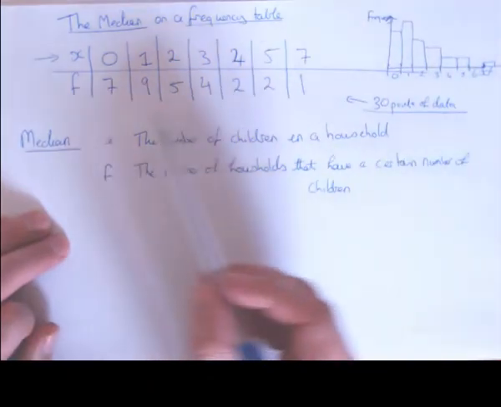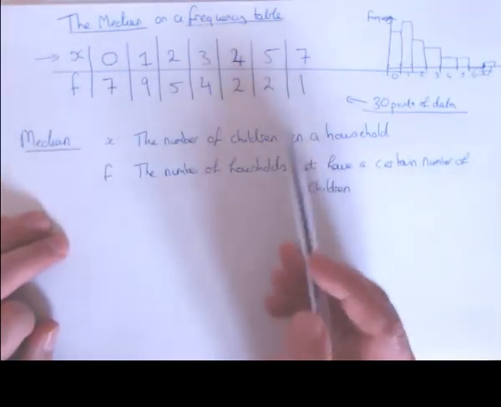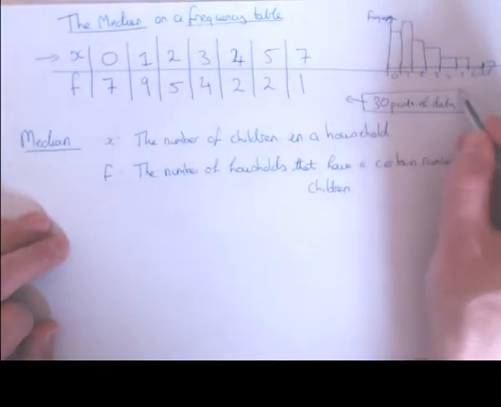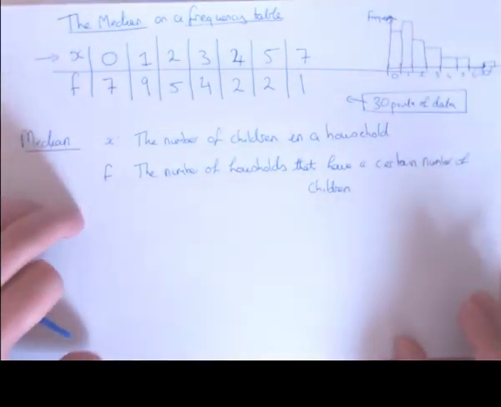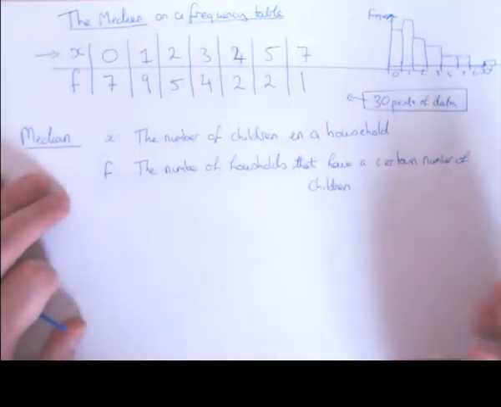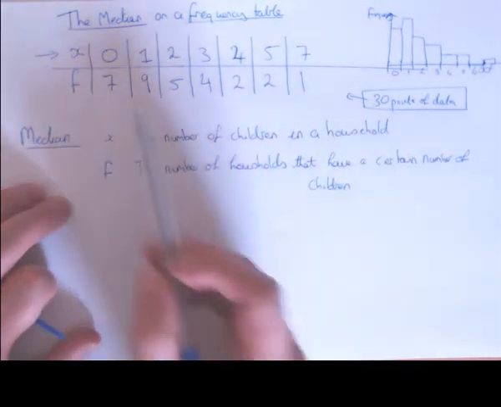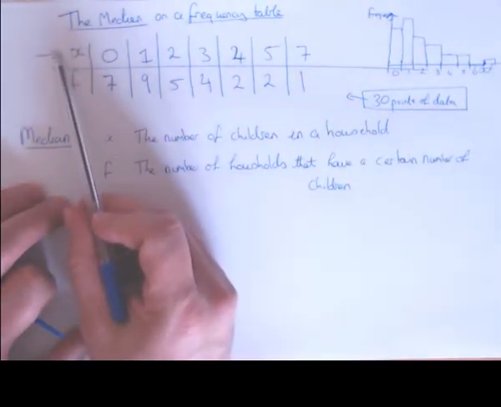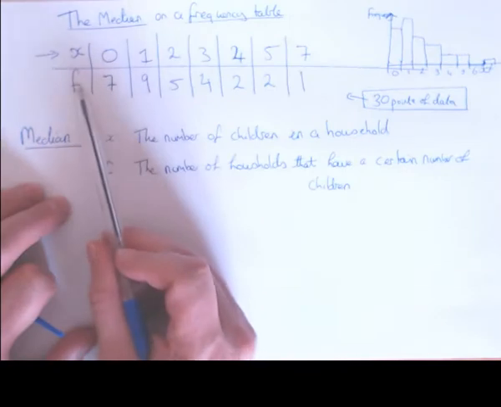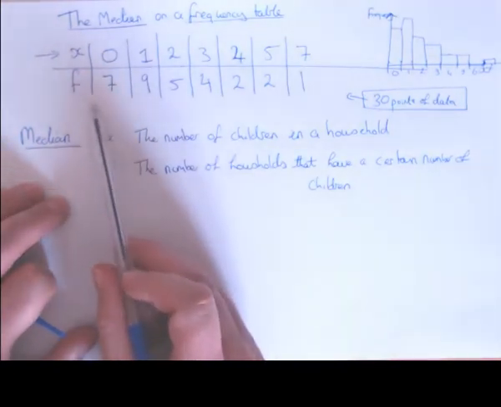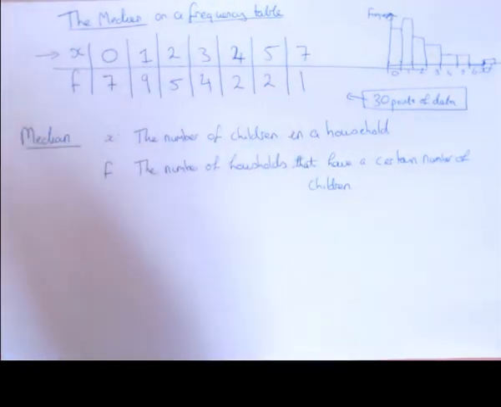A lot of the time people go, there's 1, 2, 3, 4, 5, 6, 7 points of data, which is an absolute travesty. Terrible thing to say. There are 30 points of data here. X is our data, the number of children in a household. F is the frequency of that data, the number of households that have a certain number of children.